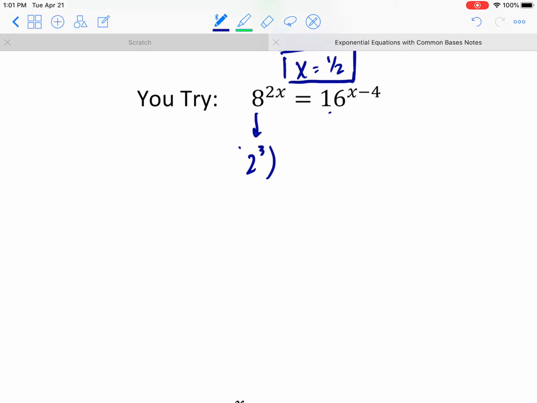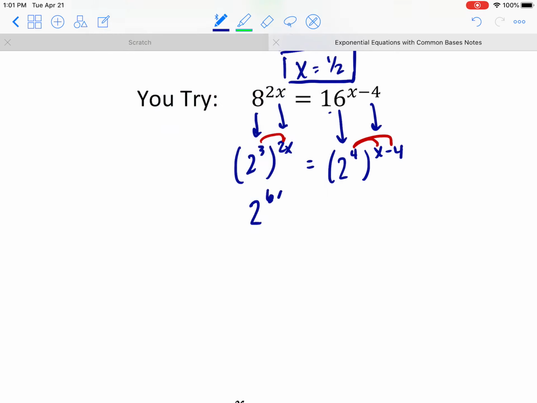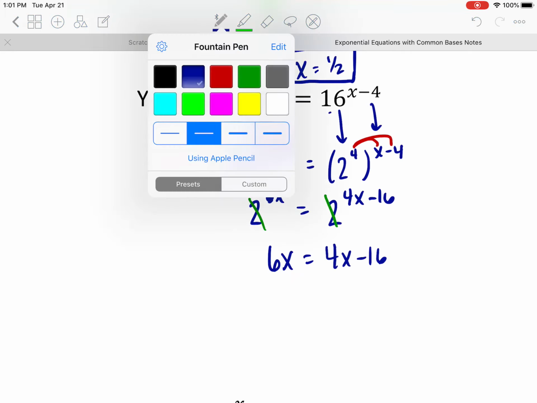Feel free to pause the video. Otherwise, hopefully you're recognizing these are 8 and 16 are both powers of 2. 8 is the same thing as 2 cubed. And then we bring down our 2x. And then 16 is the same as 2 to the 4th power. And then we bring down our x minus 4. So we have a 6x here and a 4x minus 16 here. So this is 2 to the 6x. 2 to the 4x minus 16.